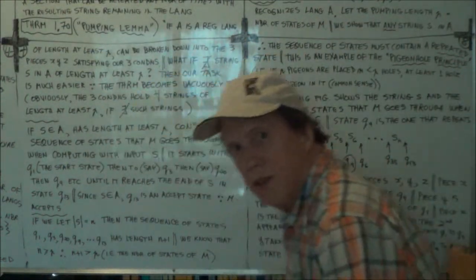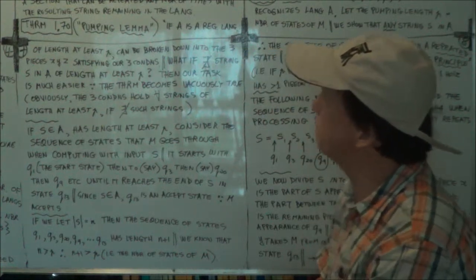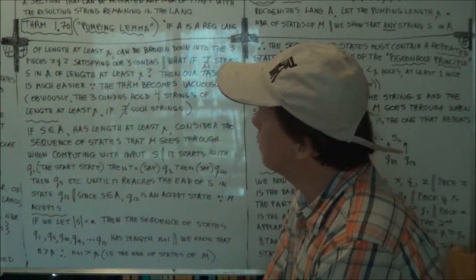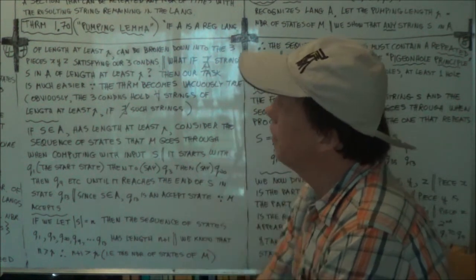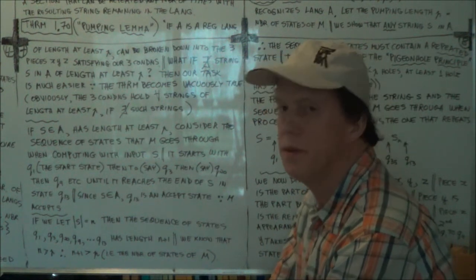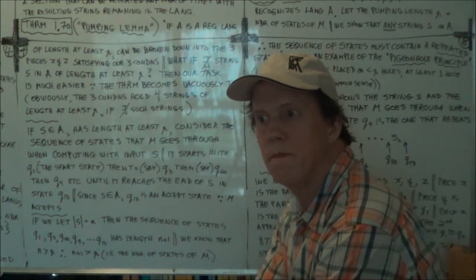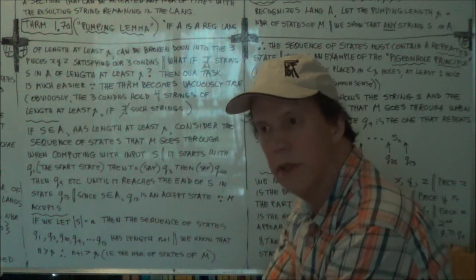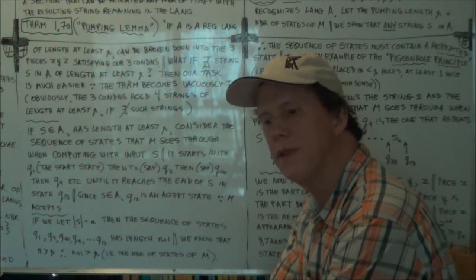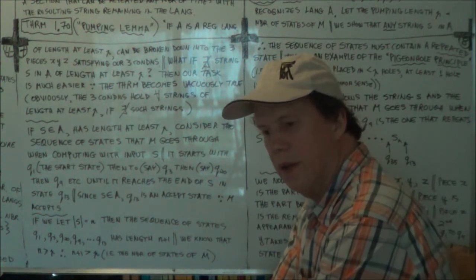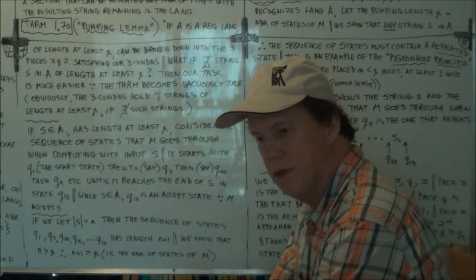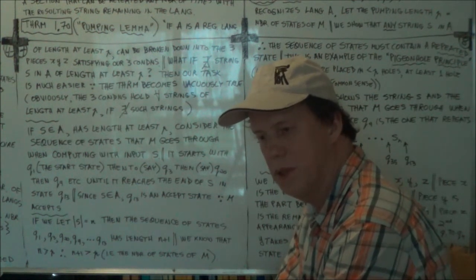Now, continuing straight on. So we have a string. Now we're assuming the language is regular. Okay, it has a machine M that recognizes it. We assume the string. There are strings in that language.